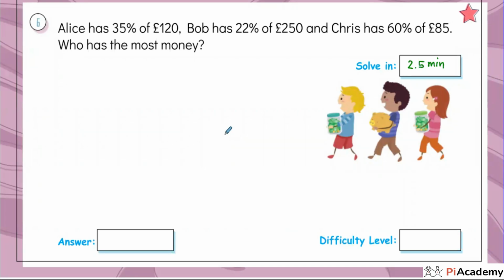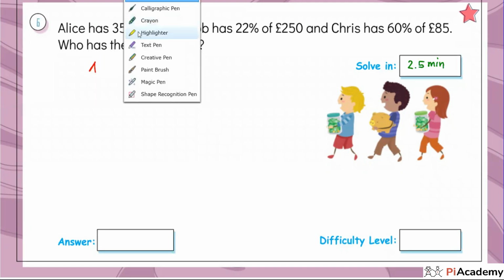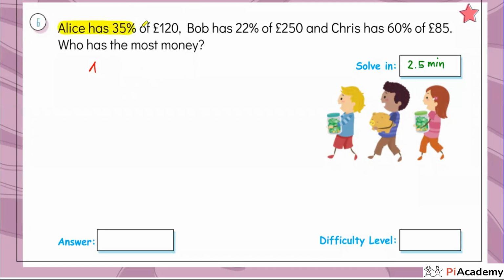Okay, let's solve this question. So Alice has 35% of 120. Let's highlight some of the things. First thing you can see, Alice has 35% of 120. Next thing is Bob has 20% of 250. And the third person, Chris, has 60% of 85 pounds.